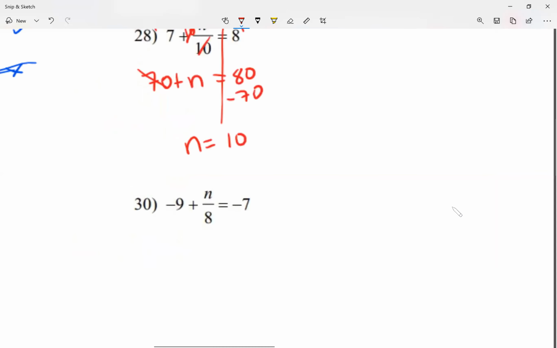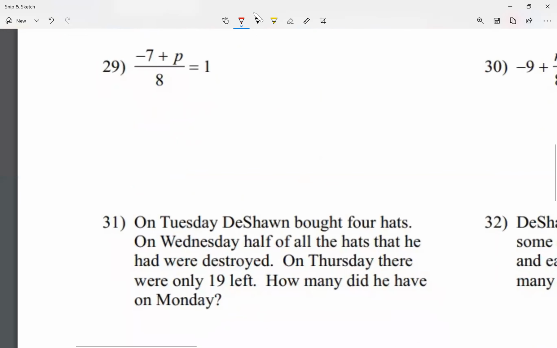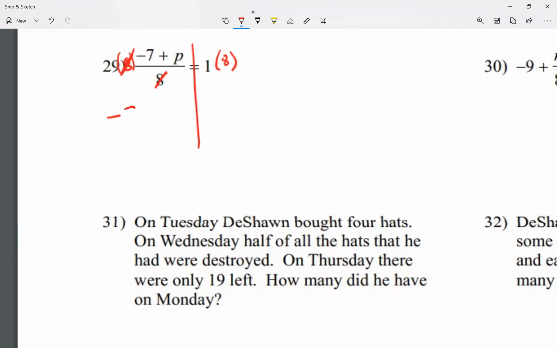All right, let's take a look at question number 29. Okay. Again, let me separate my sides through the equal sign. I don't want to see fractions. I see a fraction. The interesting part is that on the left side, the whole thing is a fraction. I'm going to multiply both sides by 8, the left side and the right side, because this 8 will cancel out. So I have -7 plus p is equal to 8, right? On the right side, 1 times 8. So notice how with multiplication, I got rid of fractions.